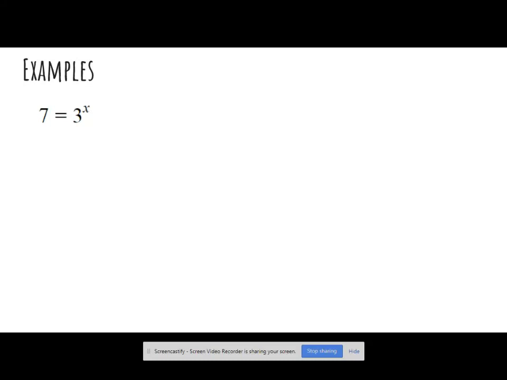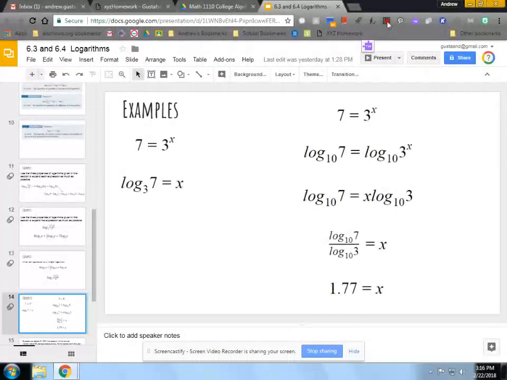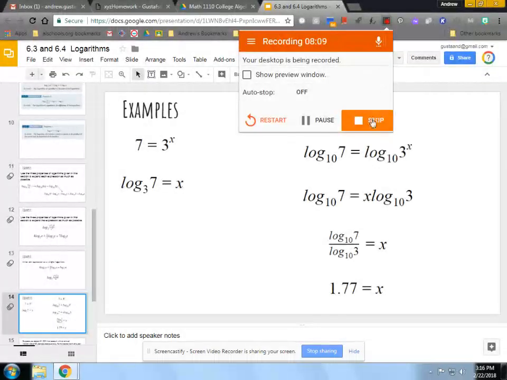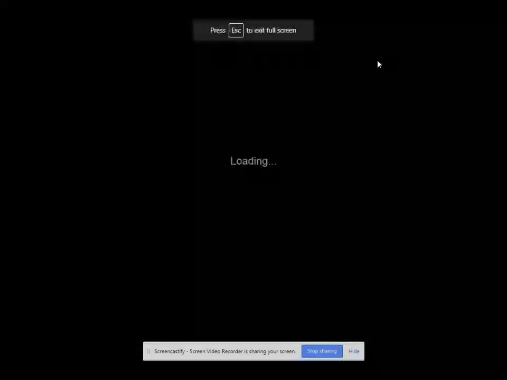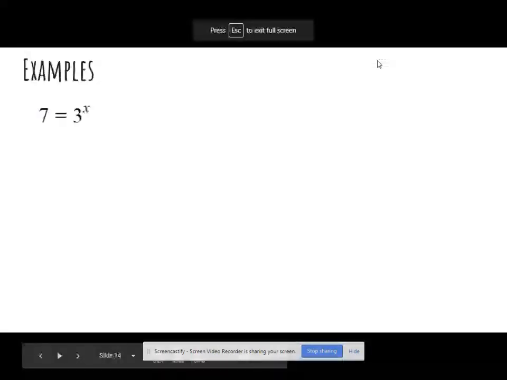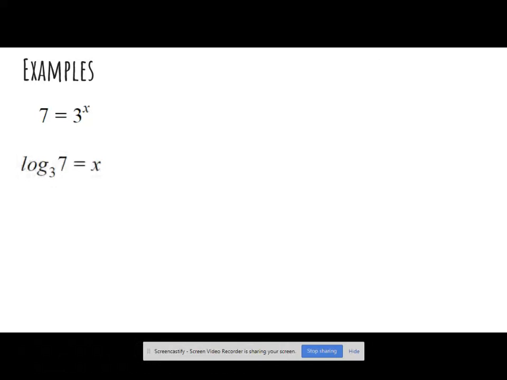If we had this problem, 7 equals 3 to the x power, I have no idea what that would be because 3 to the second power is 9, but this doesn't help in this problem. If we use the properties of logarithms, we could rearrange this a little bit. We could say log base 3 of 7 equals x, and that's true. There's nothing wrong with that. However, we can't use a calculator because that's the log base 3 instead of the log base 10. So that still doesn't quite get us the answer. We have to do this a different way.